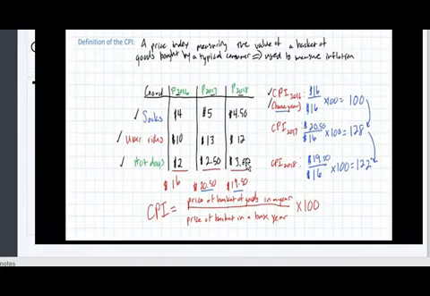So how do we compute the CPI for each year? Okay? So how do we compute the consumer price index of each year? So tingnan natin. For 2016, all you have to do is to get the total price of these three commodities. 4, 10, and 2. We have 16. Okay?